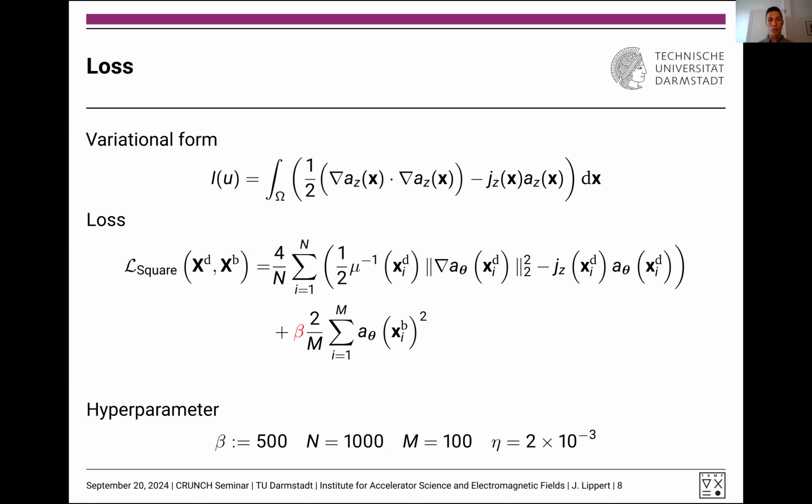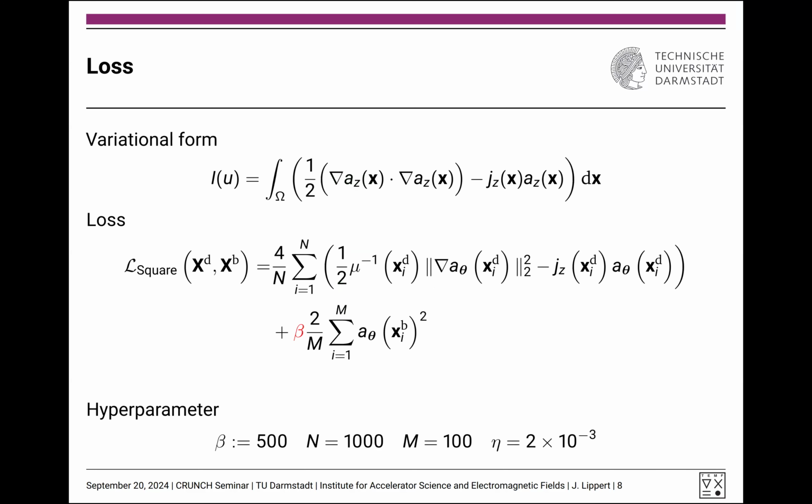It's simply using Monte Carlo integration and adding the boundary values by soft constraining them with the penalty weight beta, which is set to 500. We have the samples inside the domain. The batch has a size of 1000, and the number of samples on the boundary is set to 100. And eta here represents the learning rate.